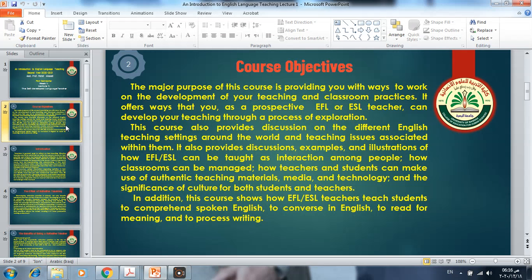It offers ways that you, as a prospective English foreign language teacher or English second language teacher, can develop your teaching through a process of exploration. So the first thing, it helps you to explore your teaching, and through the exploration of your teaching, it will offer you ways to work on developing your own teaching.